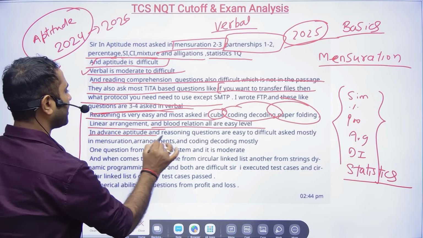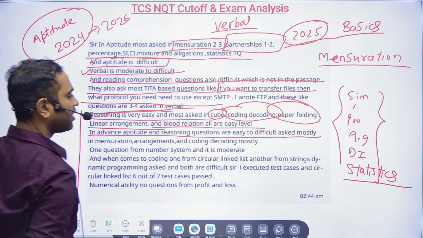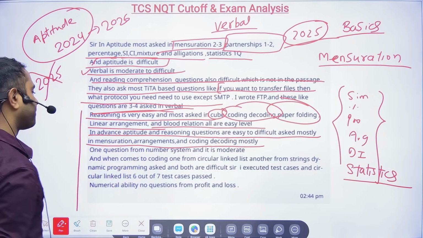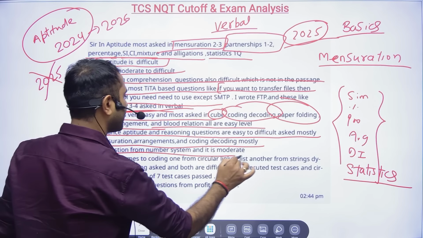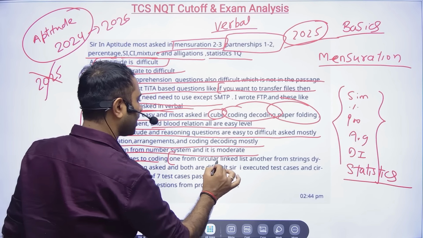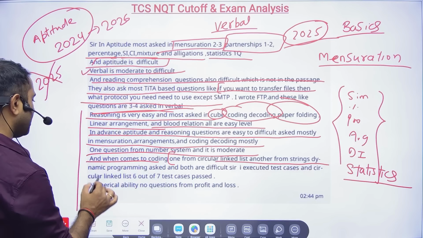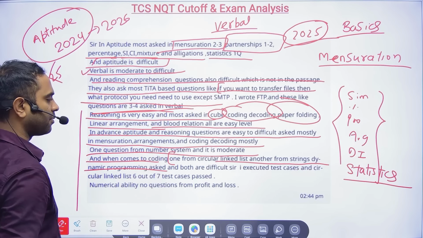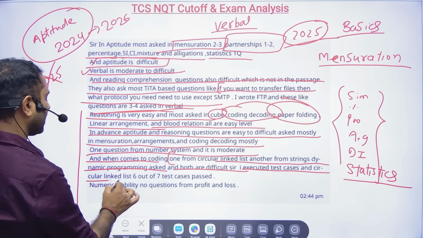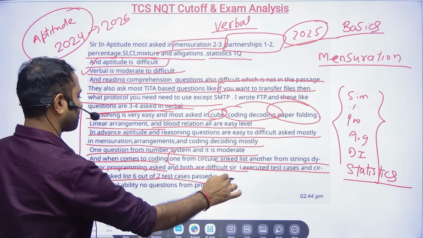In advanced aptitude and reasoning, questions are easy to difficult, mostly in mensuration, arrangements, and coding, decoding. One question from number system and it is moderate. And when it comes to coding, one from circular linked list, another from strings, dynamic programming asked, and both are difficult. Sir, I executed test cases and in circular linked list 6 out of 7 test cases passed.